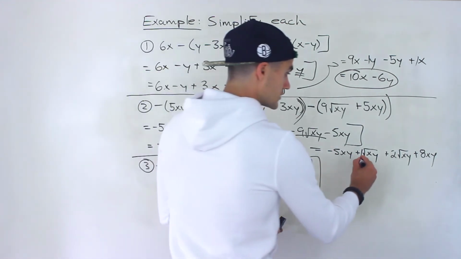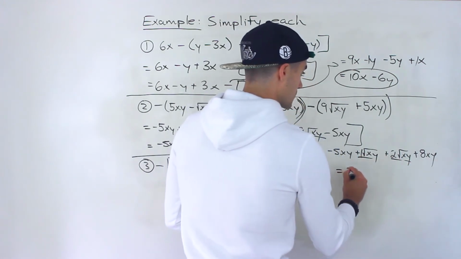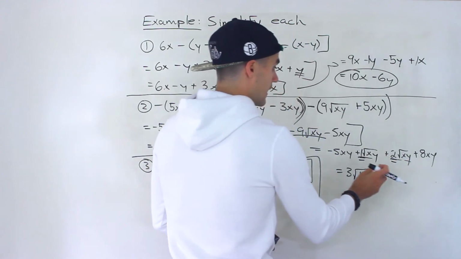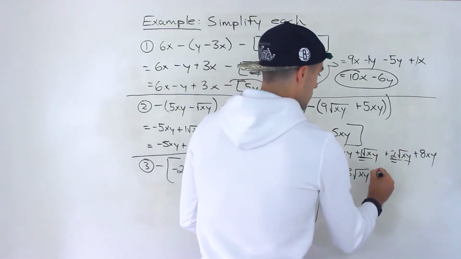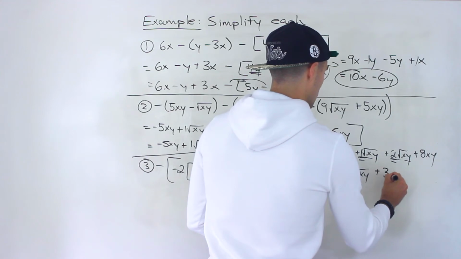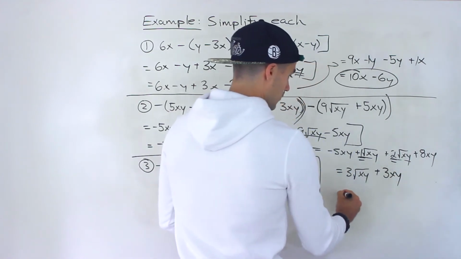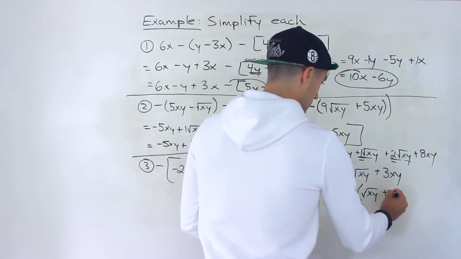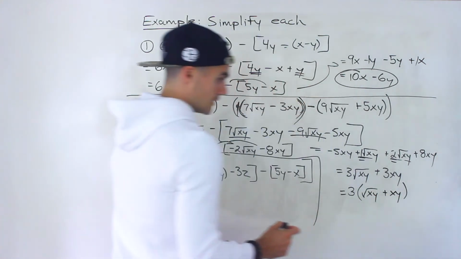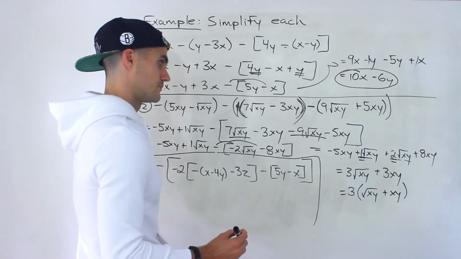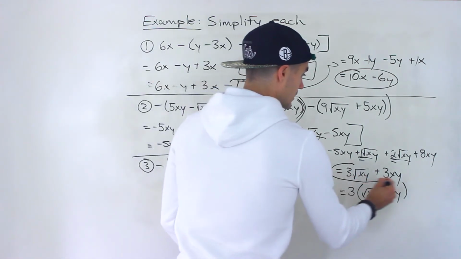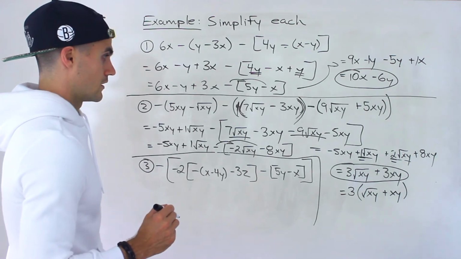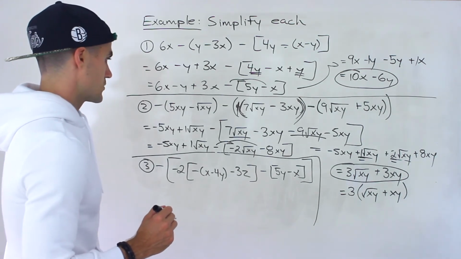And now, like terms, this and this, that would be 3 root xy. We add the coefficients in front. And then negative 5xy plus 8xy would give us positive 3xy. Maybe another way this could be shown, we could factor out the 3. If this was a multiple choice test, you never know, that could be another answer for this. But most likely in your textbook, that would be the answer right there. All right, so that's the answer to number 2.